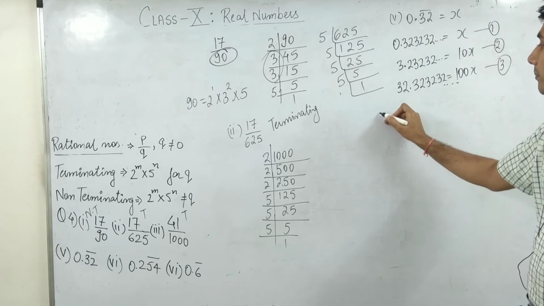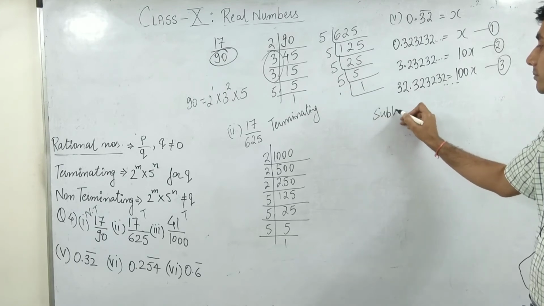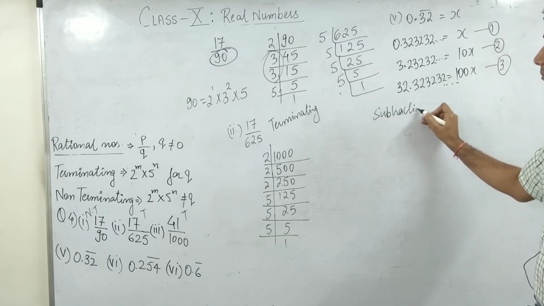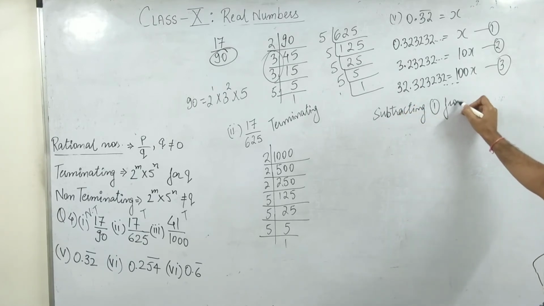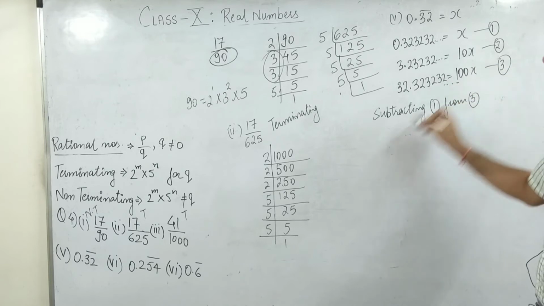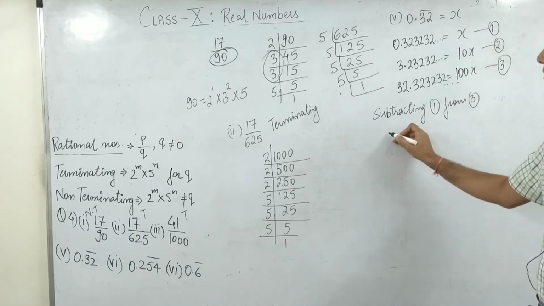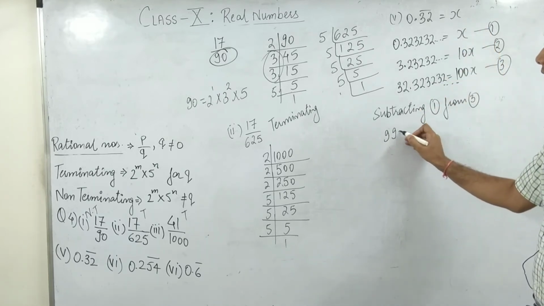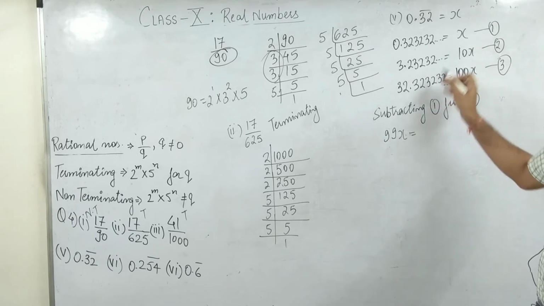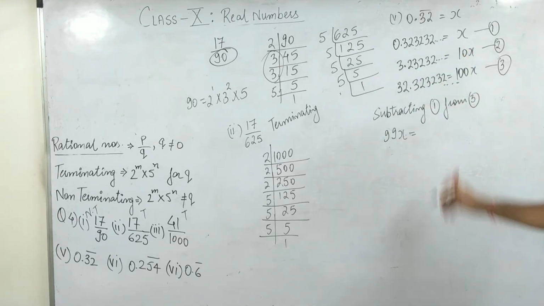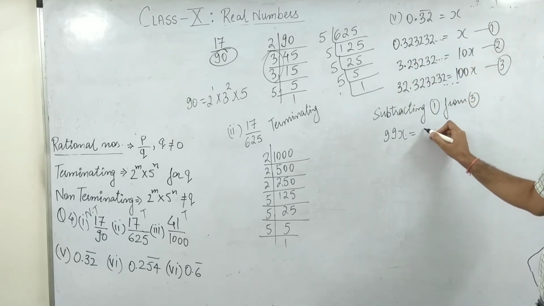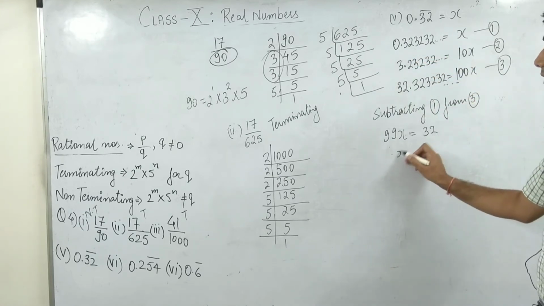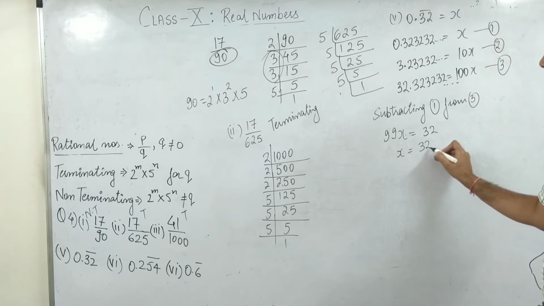So that is subtracting first from third. So 100x minus x should be equals to 99x should be equals to this minus this is what? That means 32.323232 minus 0.3232. It will be 32. So x should be equals to 32 by 99.